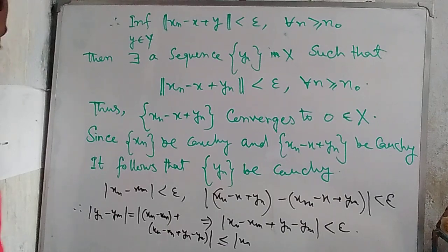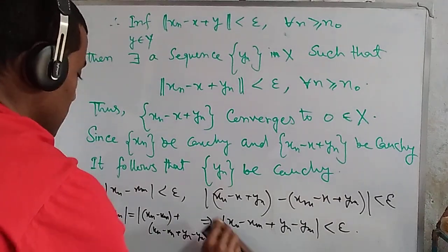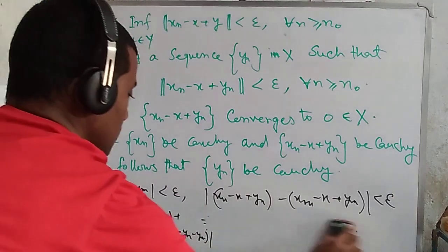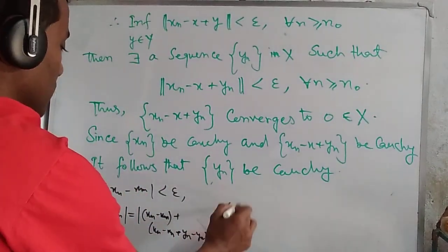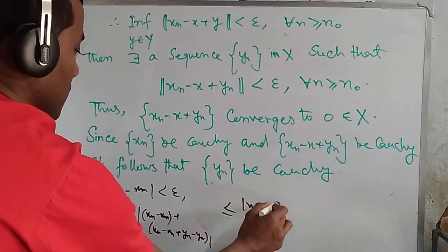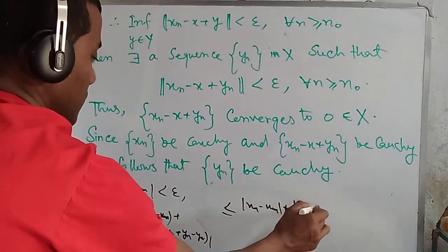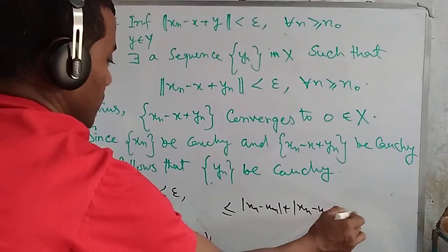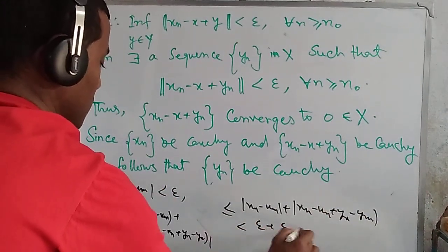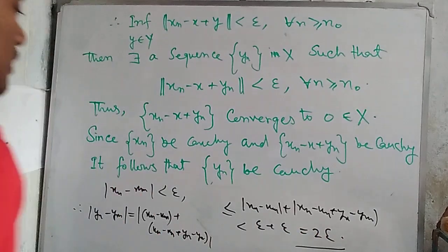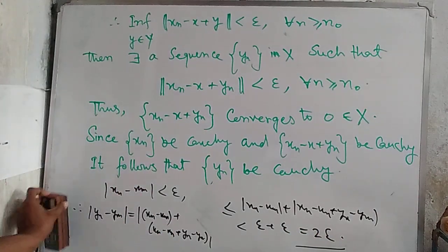This is less than or equal to what? We erase that portion, then this one happens: less than or equal to ‖xn − xm‖ plus ‖xn − xm + yn − yn‖, and this is epsilon plus epsilon, equal to 2 epsilon. So y is Cauchy.